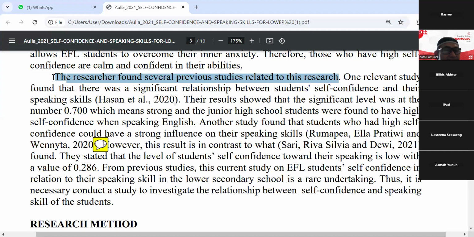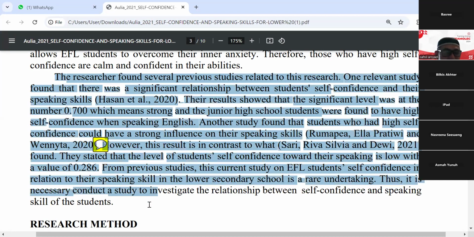Okay, so this is very short. Very short literature review. So how many studies are reviewed here? One, only two, three. Only three.